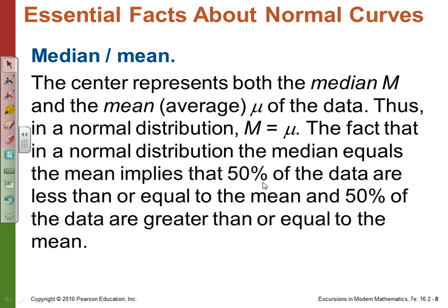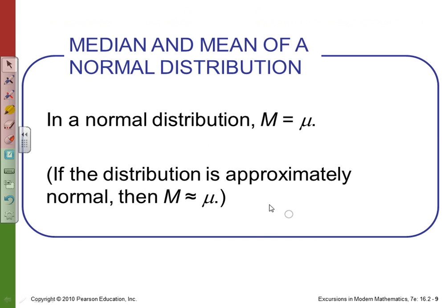50% of the data are on either side. What if I have an odd number? I mean, somebody has to be on the top, right? If the distribution is approximately normal, then the median and the mean are going to be approximately equal. Isn't that lovely? I think these guys just make this up. I really do.